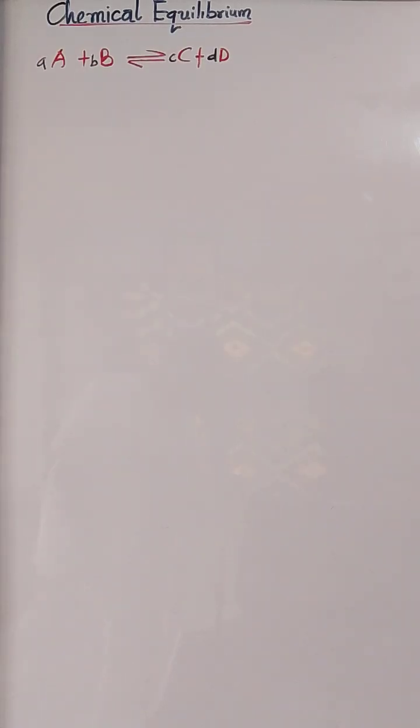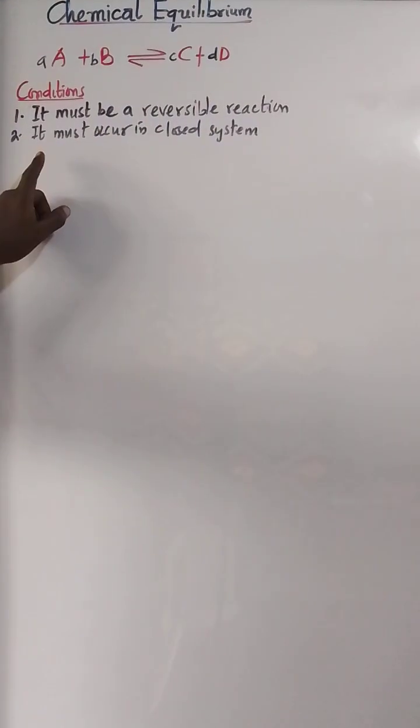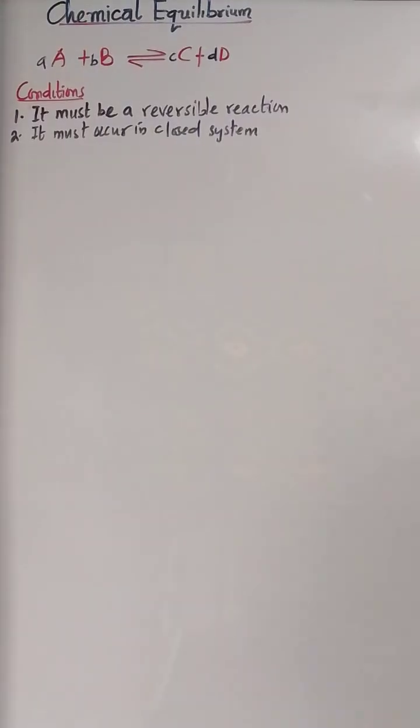Now, before the definition of chemical equilibrium, first, what are the conditions that must be fulfilled before a particular chemical reaction can be said to be at equilibrium? Number one, like I said, it must be a reversible reaction, and number two, it must occur in a closed system. Being in a closed system means nothing will enter the system and nothing leaves the system. So if a particular chemical reaction is not reversible or the system is not closed, then it cannot attain stability.